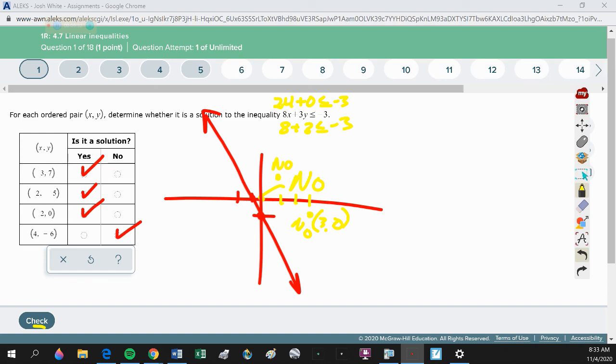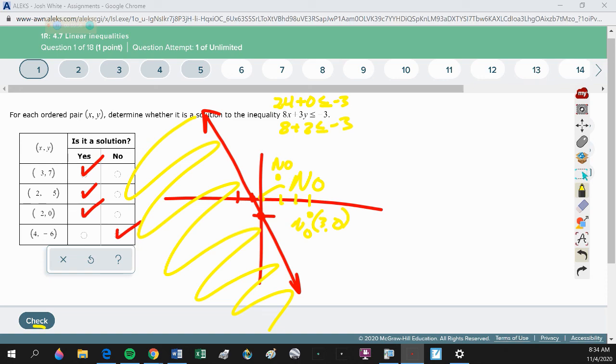So if one point is a no, then all points on that side will also be no's, which also means all of the points on the other side must all be yeses. So we need to shade over here. And all of those points are yeses.